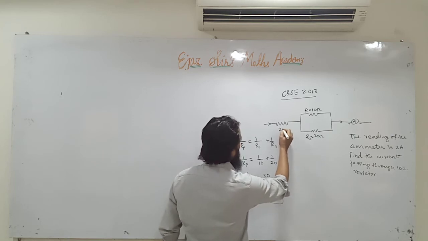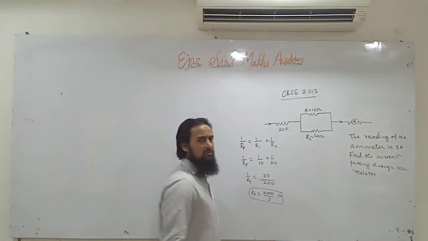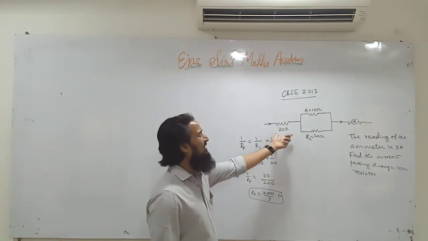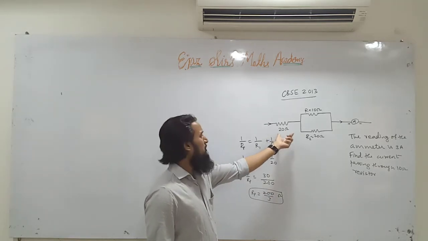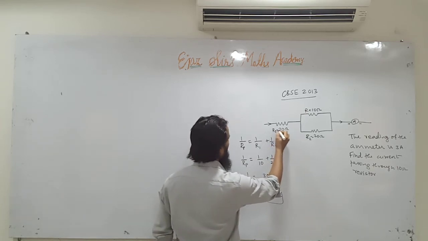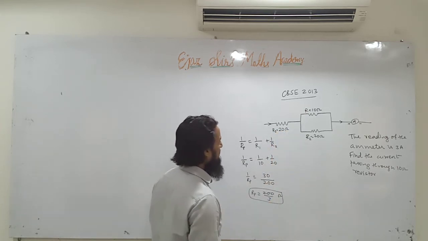Let us suppose this is 20 ohm. Actually the question is wrong. The question is incomplete. Here they should have given some value. Let us call it R3. Let us suppose this is 20 ohm.